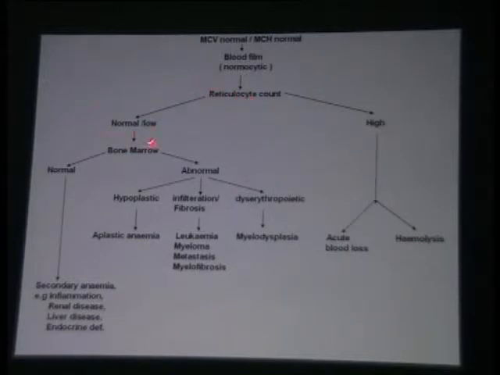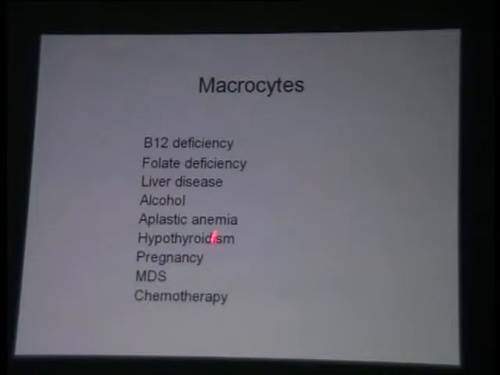On the other hand, if they are normal or maybe low, ask for marrow. If the marrow is normal, please look at secondary causes of normocytic normochromic anemia. And if the marrow is abnormal, what is the abnormality? Is it hypoplastic, aplastic, infiltration fibrosis, leukemia, myeloma, metastasis, myelofibrosis, or is it dyserythropoietic? You have myelodysplastic syndromes. Macrocytes, large cells, we know can be due to number of reasons.